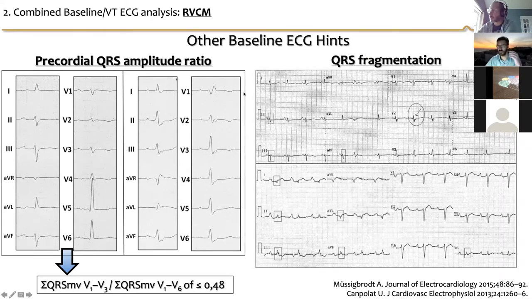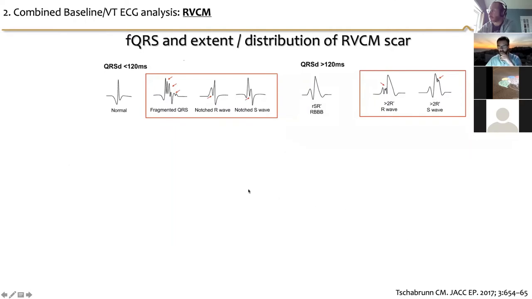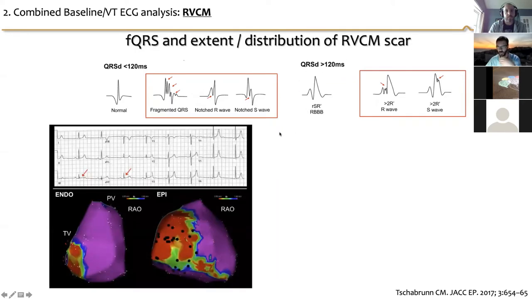Something similar happens with QRS fragmentation, a concept that was further developed by Gori from Penn a while ago. If you see fragmentation, which you can determine either in the setting of narrow QRS or wide QRS complexes, you can differentiate the location and the extent of the scar tissue.